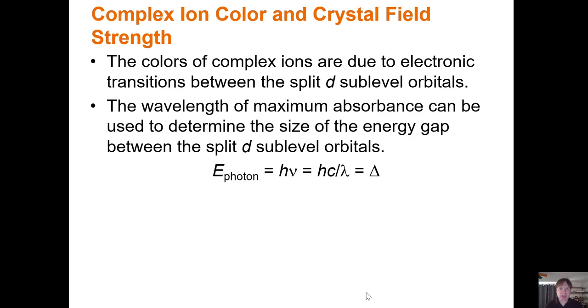So again, these colors that we see in complex ions are due to the transitions between those split d sublevel orbitals that we called delta earlier. And we could find that wavelength. Thinking back to Chemistry 1A, how you did that was with this equation. We're not going to focus too much on doing that calculation for this course, but that's how we could find out exactly what that is.